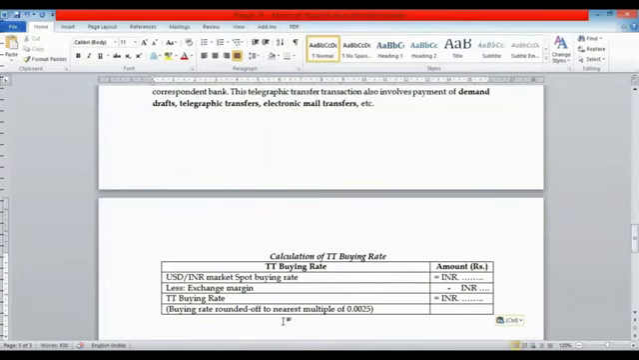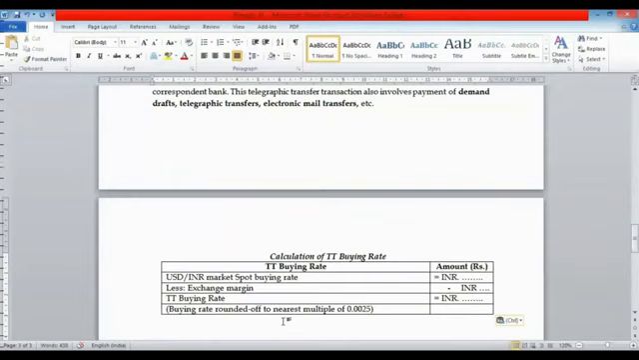As I already said, we have to take the situation that the customer approached the bank for selling the foreign currency and the bank is buying the foreign currency. The bank has to give the buying rate of foreign currency to the customer. And this will be the format: you have to make two columns, one will be of particulars, another of amount.